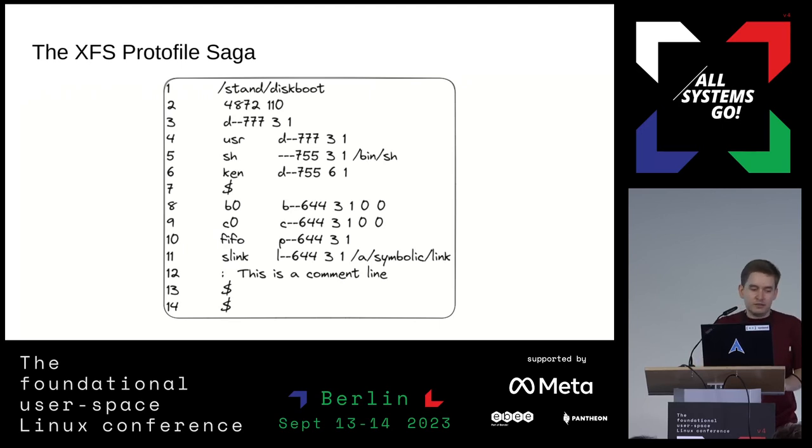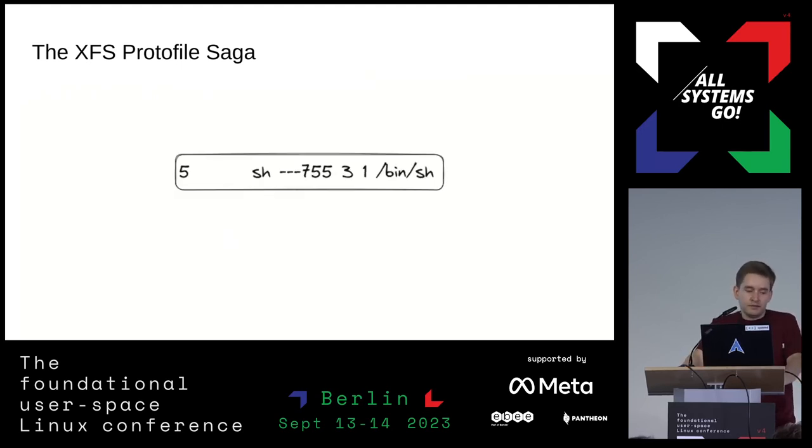So if we take a look at one of the lines, the 5 is from the man page, but it doesn't appear in the actual format. So you start with the file name, which is sh in this case. Then you have the mode, and then the UID and the GID are in there as well, which are kind of weird in the example, but they would usually just be root. And then the final argument is the path on disk where the contents of the file should be taken from. So in this case, we will add a file sh in the current directory that we're operating on with that mode, with that UID and GID, and we will take the contents from /bin/sh on the host.